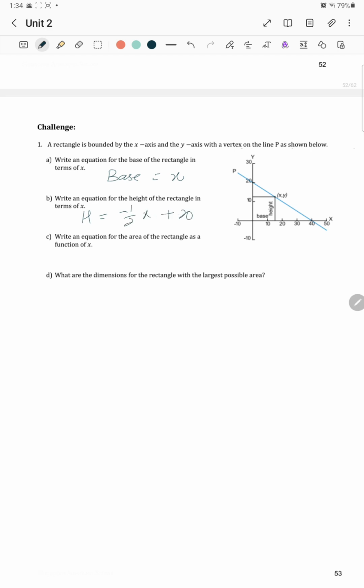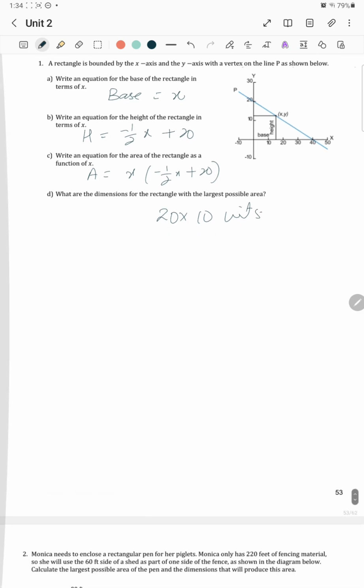Write the equation of the area of the rectangle. Area would be equal to x times (minus 1/2 x plus 20). What are the dimensions of the rectangle for the largest possible area? 20 by 10 units.